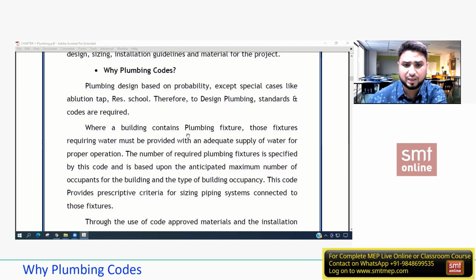Okay. So now, a building contains plumbing fixtures. Those fixtures requiring water must be provided with an adequate supply of water for proper operation. Just try to visualize, then you can get the concept. Let's take the example of a shower. A shower is a plumbing fixture, and I'll be getting information for all the fixtures from the code. Just for your information, I'll be dealing with the IPC, the International Plumbing Code, for most of the things.